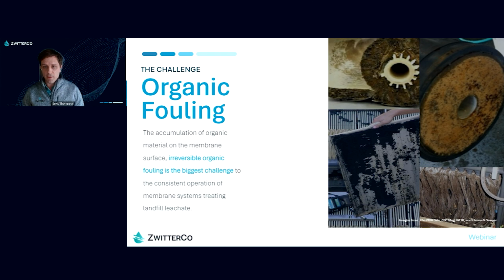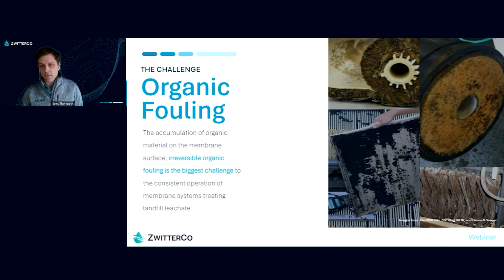So organic fouling, I kind of alluded to, is the accumulation of organic material on the membrane surface. You're pressurizing organics into these RO membranes, and over time, you can get irreversible organic fouling where you're unable to remove those foulants with cleanings. Some of the photos on the right here show examples of different membrane technologies that have seen irreversible organic fouling. Spiral wound membranes, hollow fiber membranes, they're all susceptible to the same irreversible organic fouling.